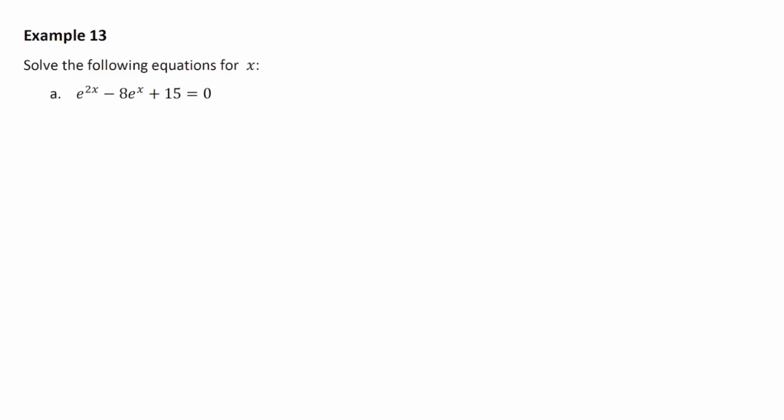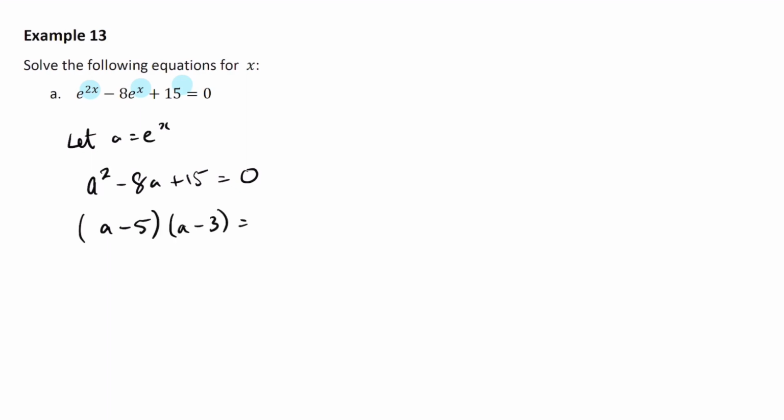So we can see that this is our classic 2x, 1x, no x, so that means we will let a equal e to the power of x. That means I will have a squared minus 8a plus 15. This should be a very nice trinomial to solve. Two numbers that multiply to give 15 and add to give negative 8 are negative 5 and negative 3.